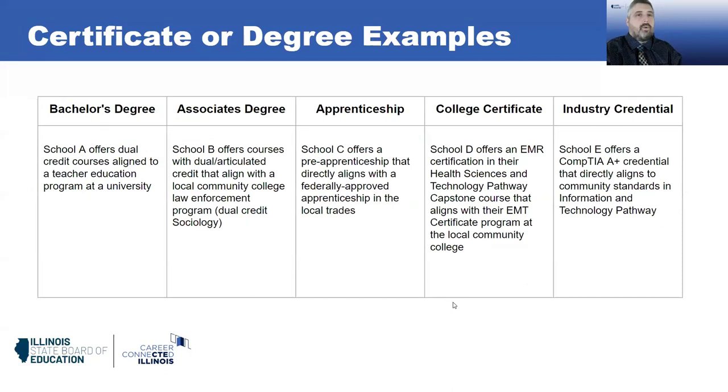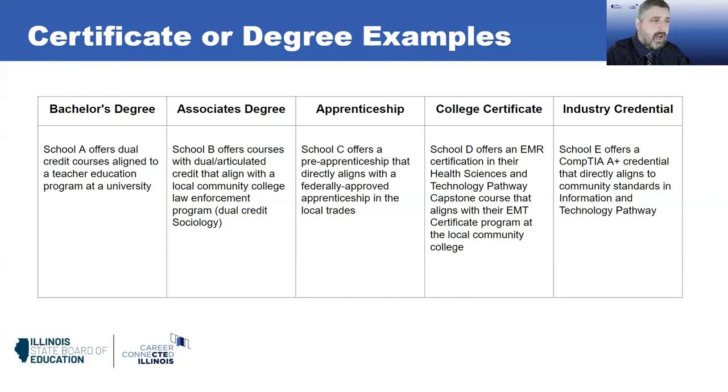And so we wanted to give a few examples of that. If you're looking at it from a bachelor's degree, School A offers a dual credit course aligned to a teacher education program at a university, very simply aligning to a bachelor's degree at the university, all the way to the associate's degree example and apprenticeship, college certificate, and industry credential. Each one of these examples offers just one simple example as to how you can align this to a certificate or a degree. I would just make a special call out to the associate's degree one.